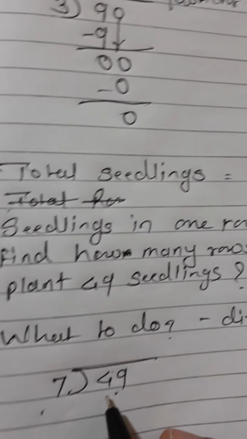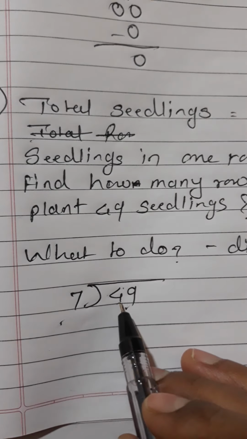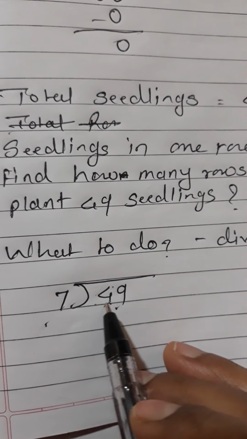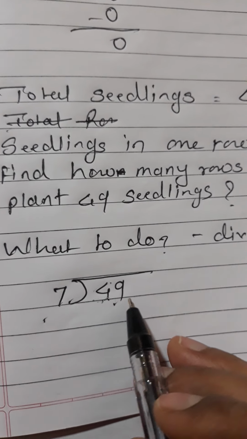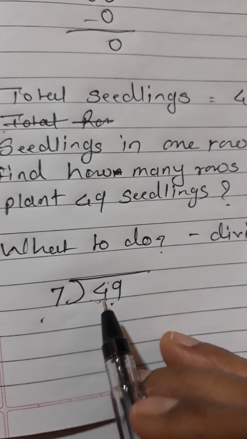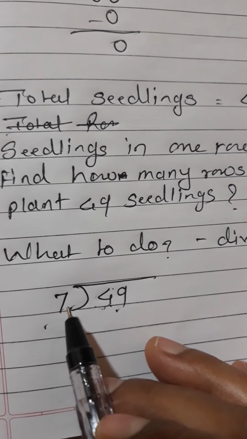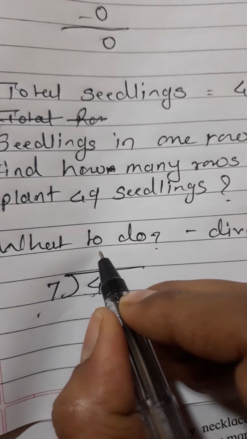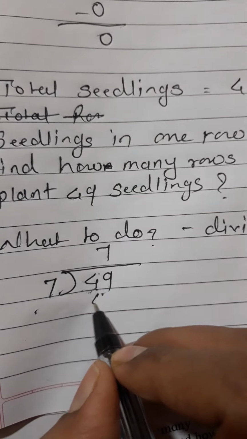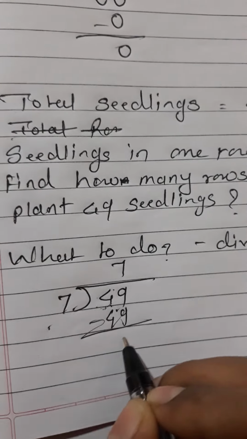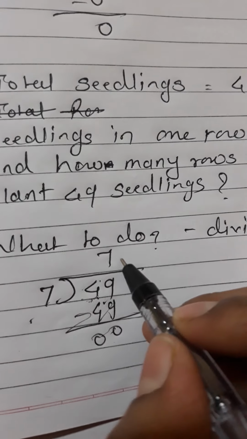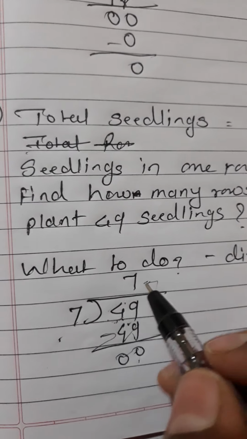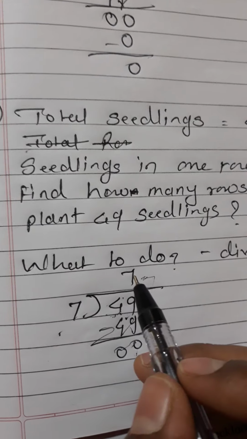Now look at this number 49. Here the first number 4 is less than 7, so we cannot take a single 4. We have to take the number 49. Is there 49 in the 7 table? Yes, 7 sevens are 49. So the remainder is 0 and the quotient is 7. So our division is complete.